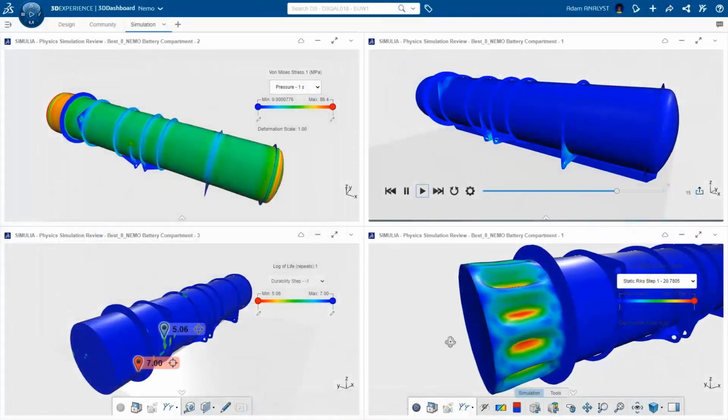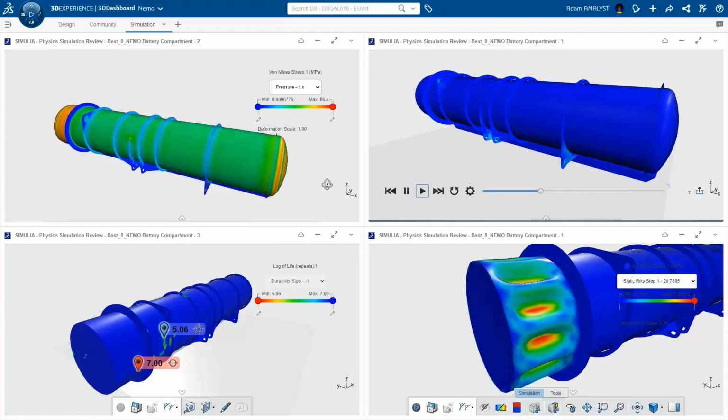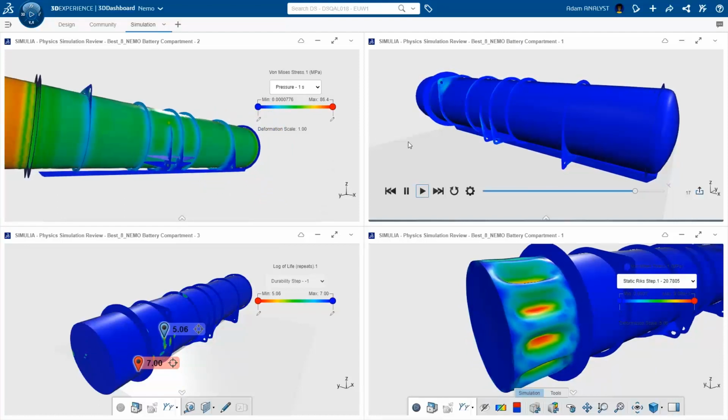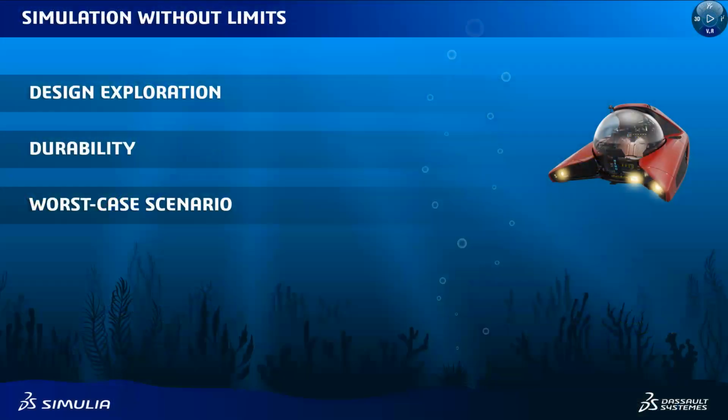By using the 3DEXPERIENCE platform to explore numerous design options, evaluate durability and understand critical loading events, Adam and his team were able to make an informed, timely decision to help fulfill their safety and certification requirements.